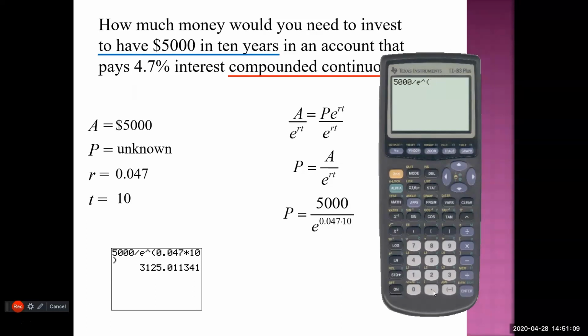Okay. And then right after your parentheses, put in 0.047. Oops.